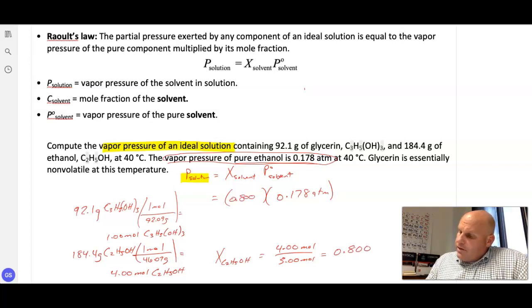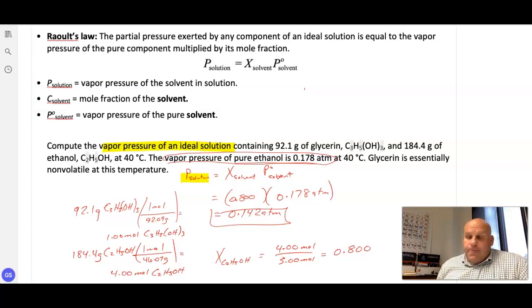So now I can plug this value in here, and I will get a new vapor pressure for the solution of 0.142 ATM. All right, always make sure your answers make sense. So the pure solvent was 1.78, the solution is 1.42. The name of the colligative property is vapor pressure lowering, so that value does make sense.